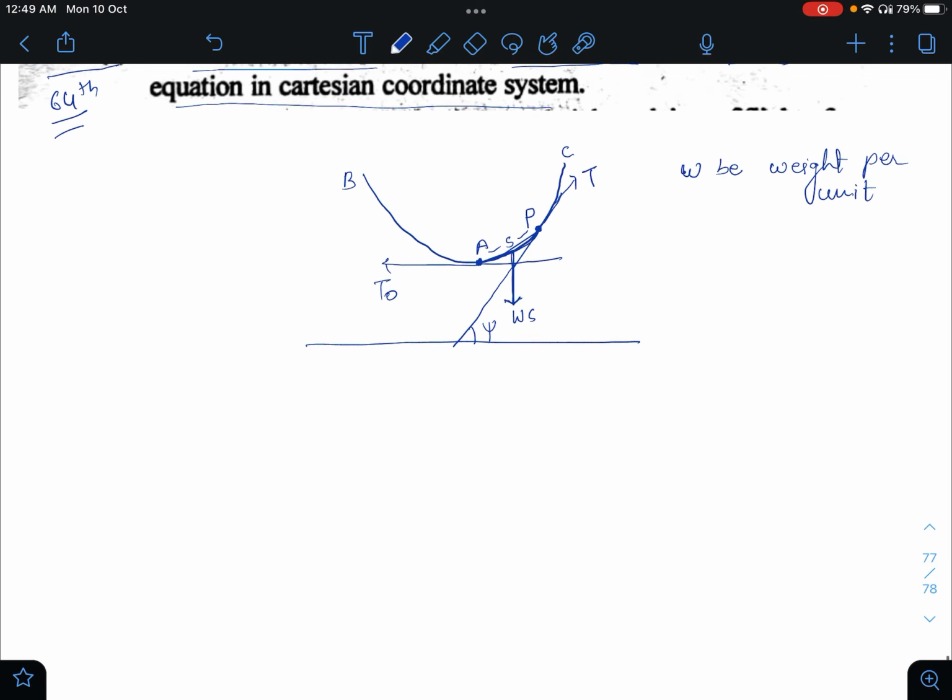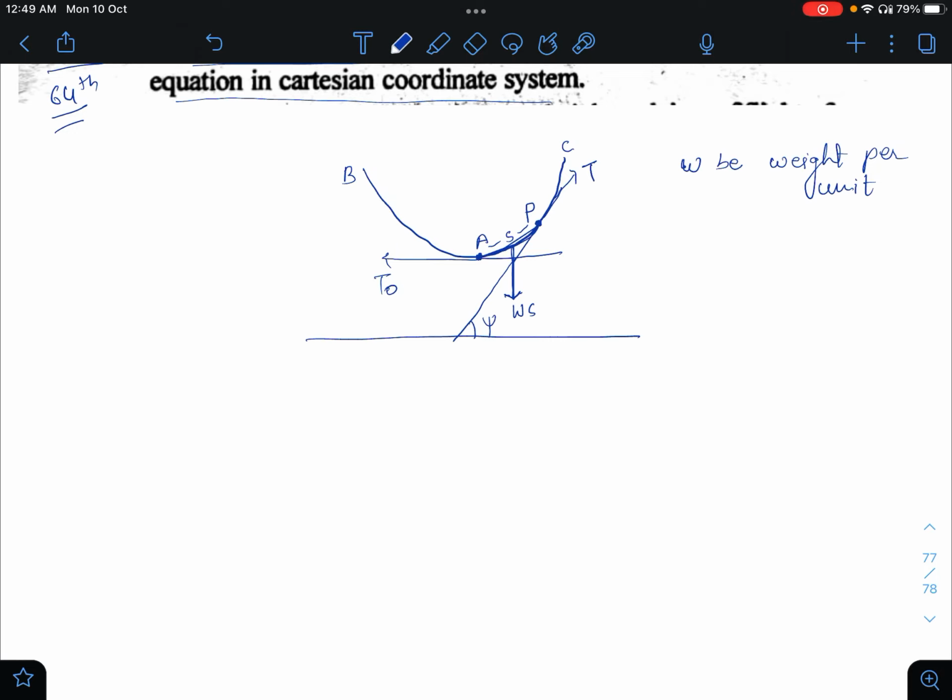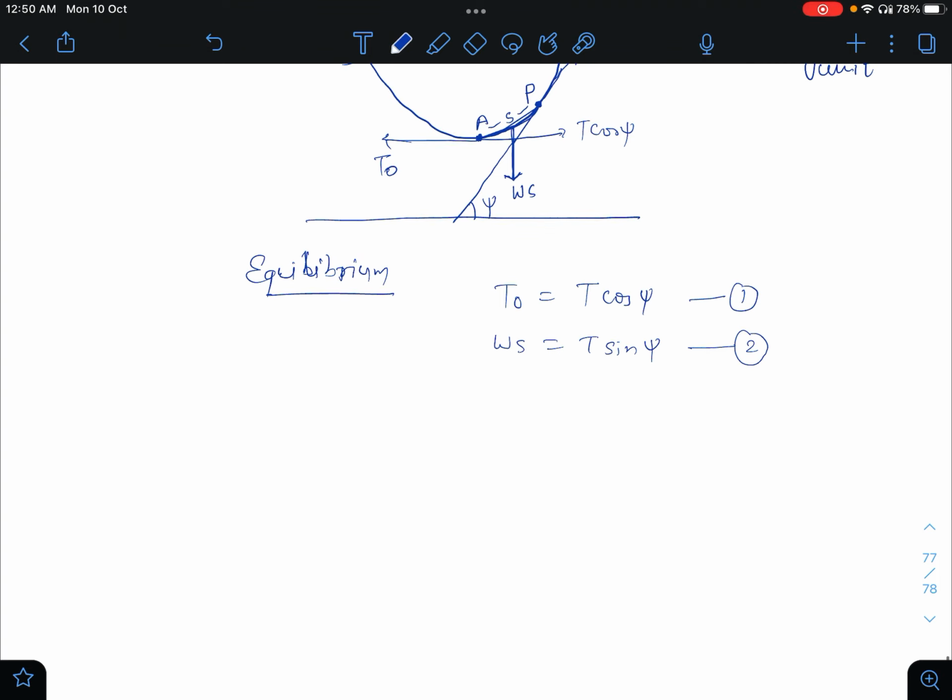So this is our system. Now, since this system is in equilibrium, let us balance the horizontal and vertical forces. The horizontal force in this direction is T cos psi, and in this direction it is T0. So T0 is equal to T cos psi. Let us call this equation 1. In the vertical direction, wS is acting downward and T sin psi is acting upward. So T sin psi is equal to wS. This is equation 2. Let us divide equation 2 by 1.